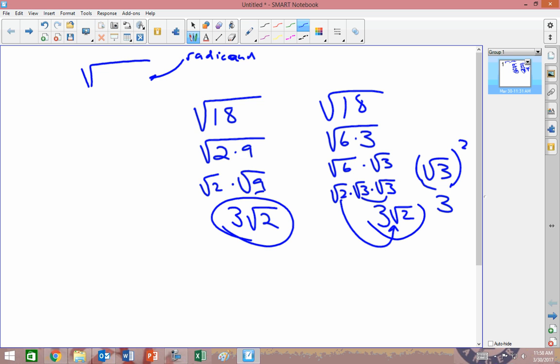So no matter what factors you choose, you should be able to come up with the right answer, okay? You could pick 2 and 9, which makes it pretty easy, or you can pick 6 and 3, which doesn't make it wrong, you just have one extra step in there. As a general rule of thumb, if you can pick something that has a perfect square in it, it's going to work out better for you, okay?